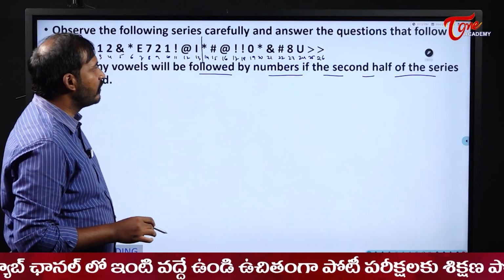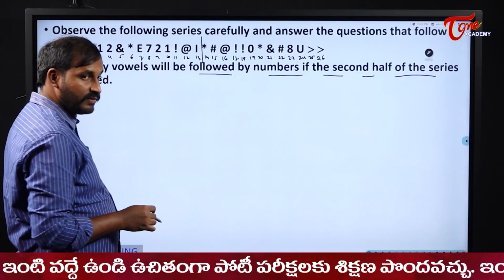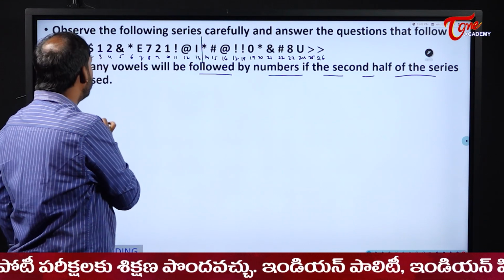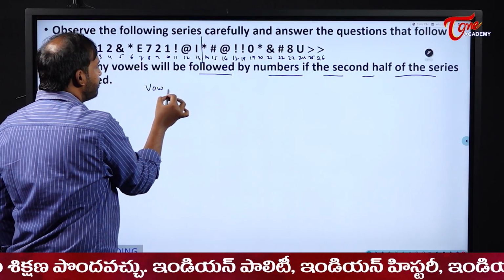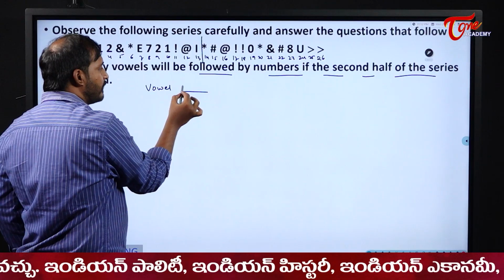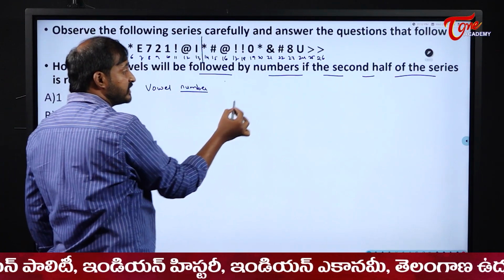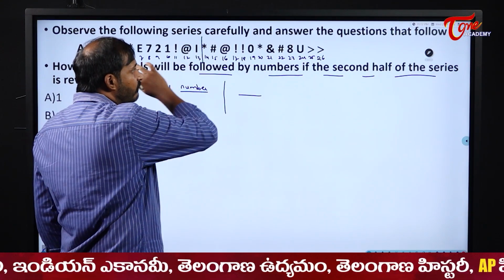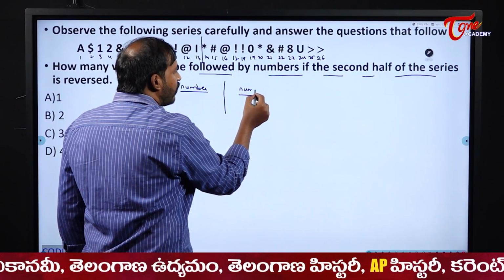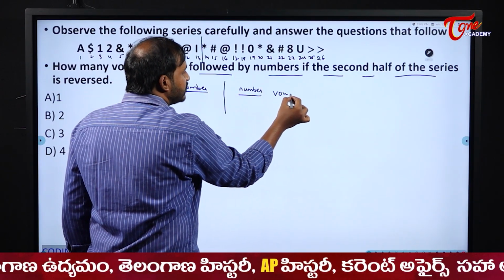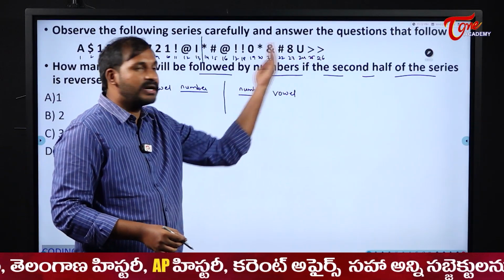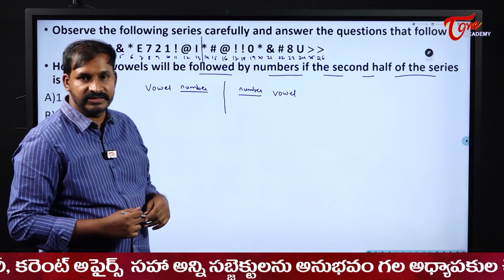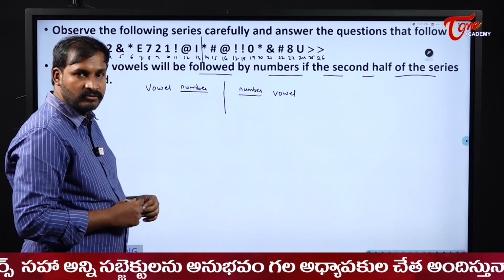How many vowels will be followed by numbers if the second half of the series is reversed? Vowels should be followed by numbers. So first see here, A followed by a number, no. That means I should have a vowel and the number behind it in the first half. When it comes to the second half, it was written in reverse order, so I don't want to write it once again. If I want to continue the same logic, I should check in this manner, because you are counting in this order. So that is the reason: number and vowel. In the first half check this one, in the second half check this one. That is enough. No need to reverse it.